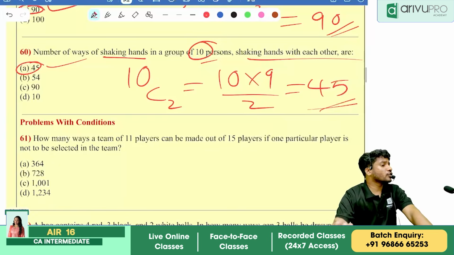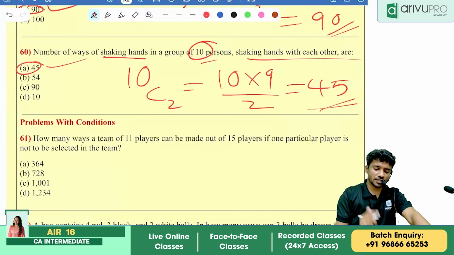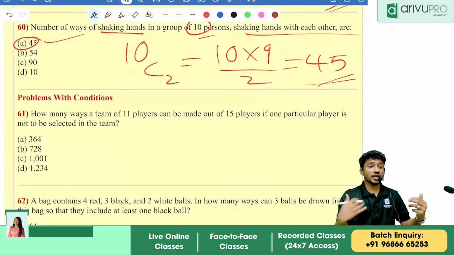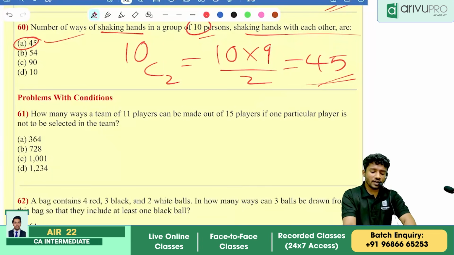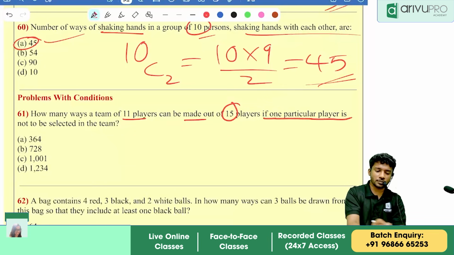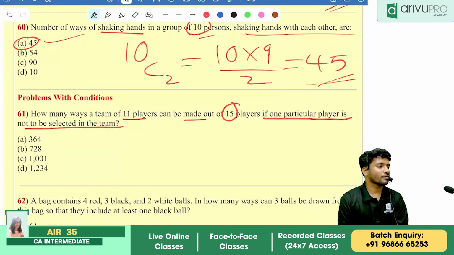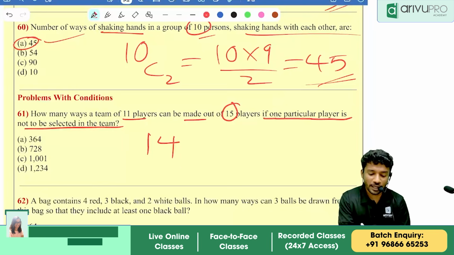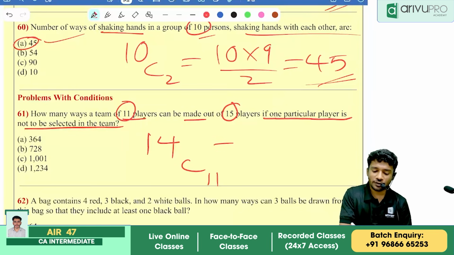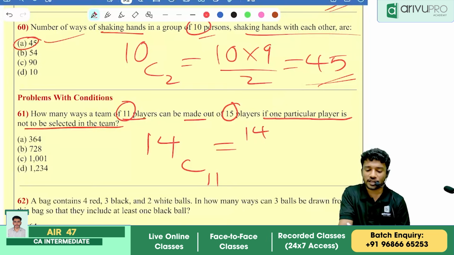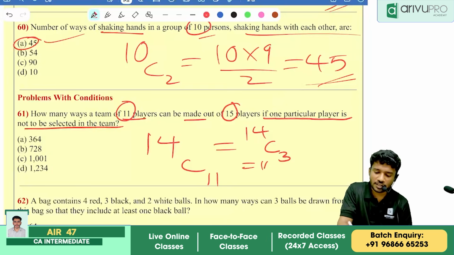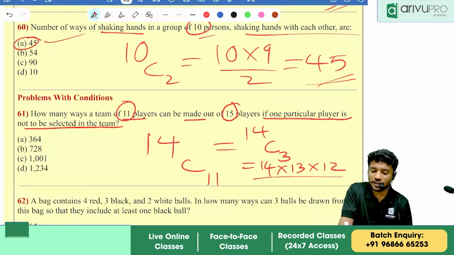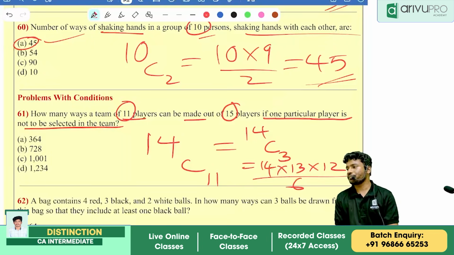Now we are going for some problems with conditions. You should read the condition and you should tell me what you understood. How many ways can a team of 11 players be made out of 15 players if one particular player, Sanju Samson, is not selected in the team? How many are there to be selected? 14 are there to be selected. How many players should be selected? 11. So 14C11 is the answer, or you will write it as 14C3, which is 14 into 13 into 12 divided by 6. How much is the answer, people?